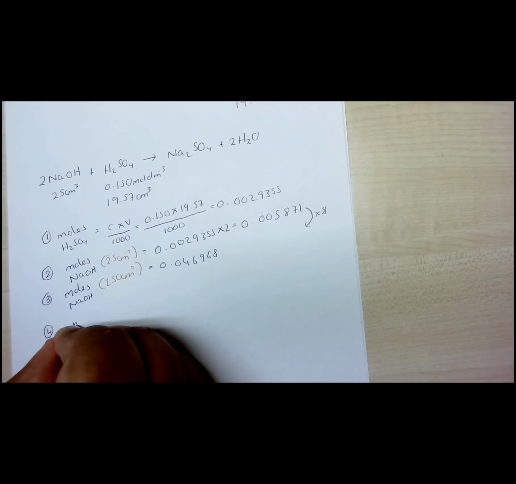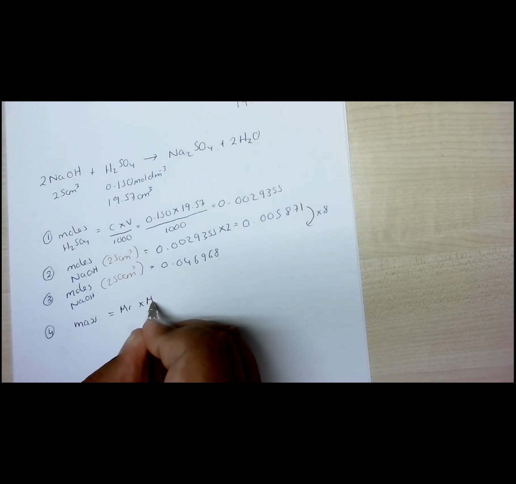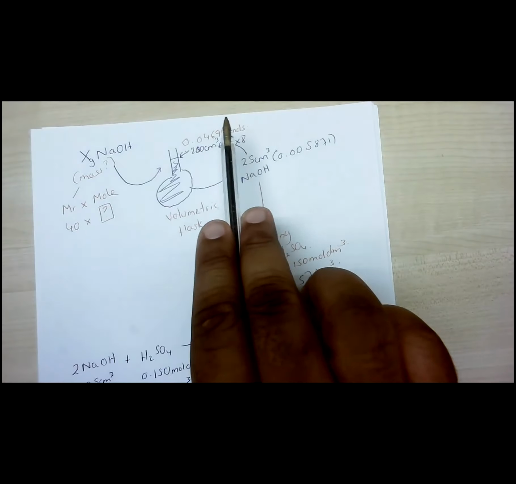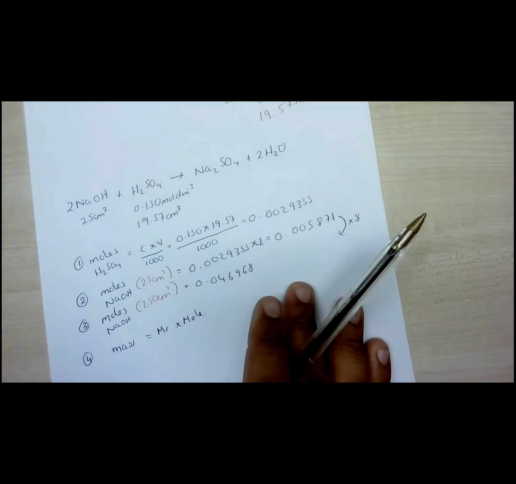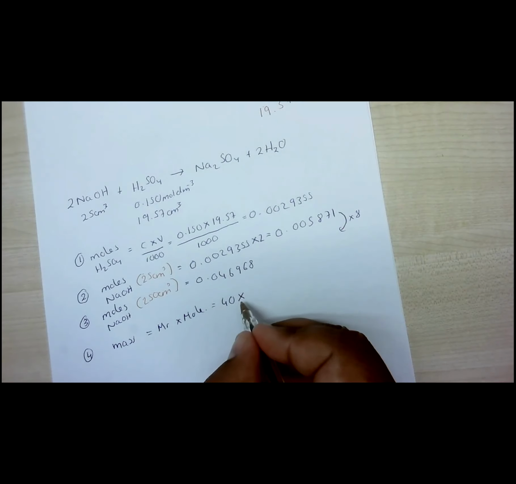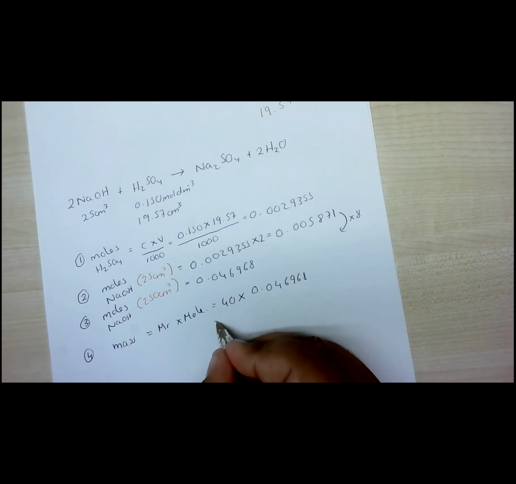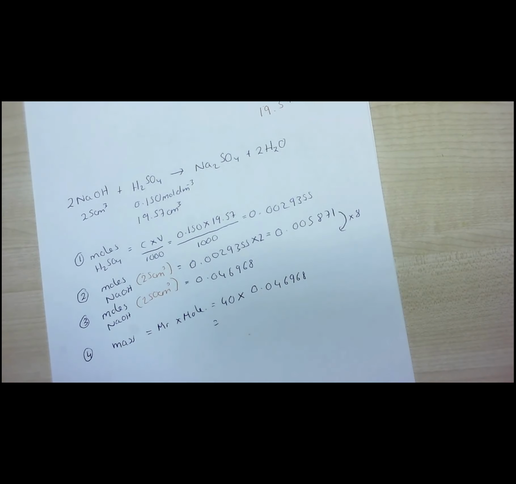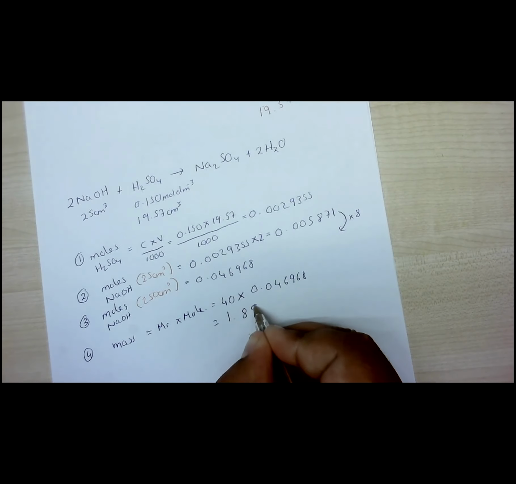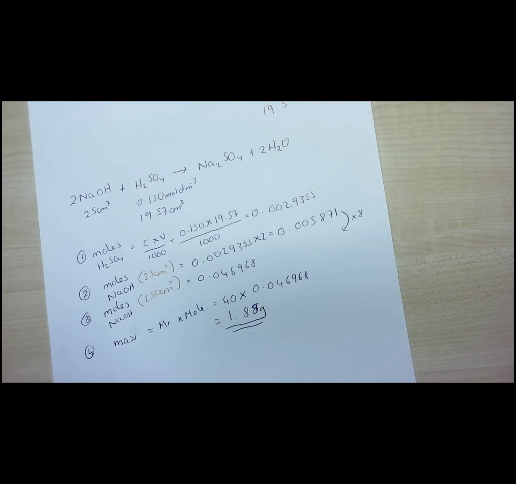So mass is equal to Mr times the mole, which is exactly what we said at the start. Now we have the moles, and the Mr was 40. So we do 40 times 0.046968, and then the final answer is 1.8988 grams.